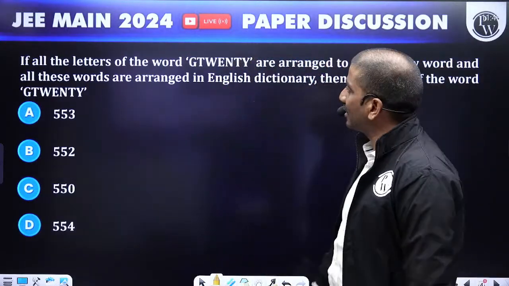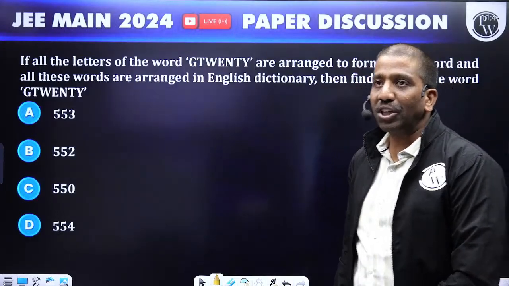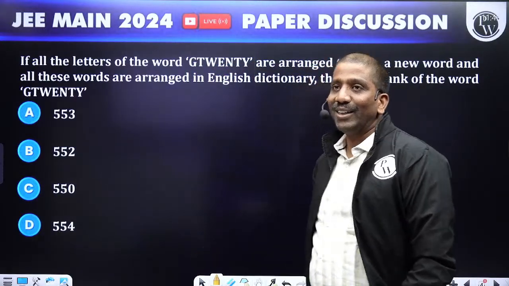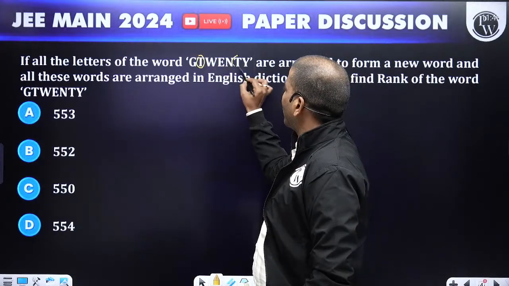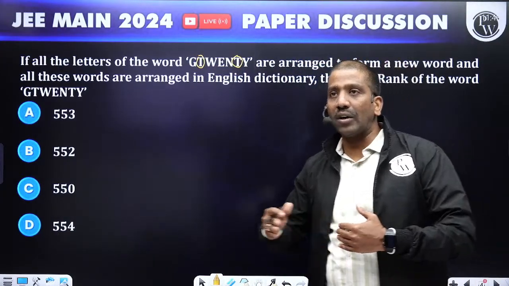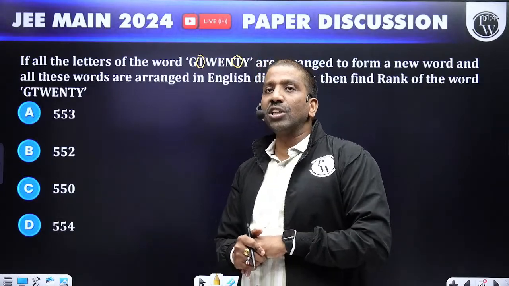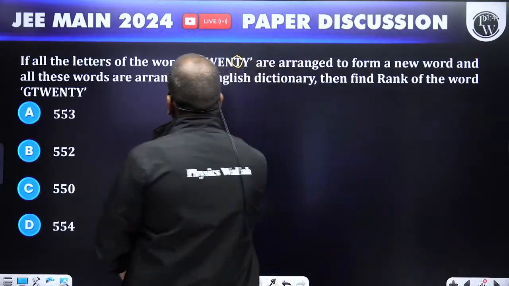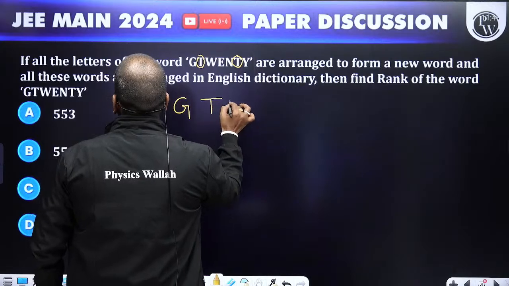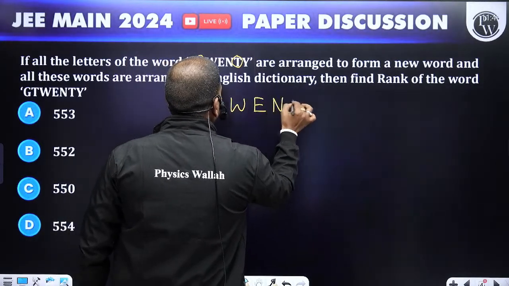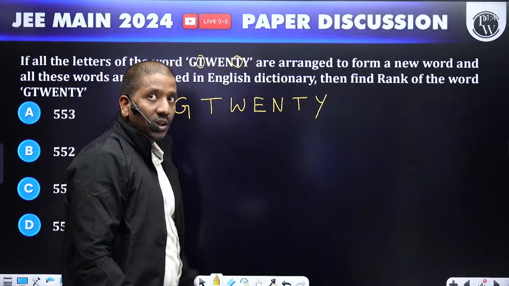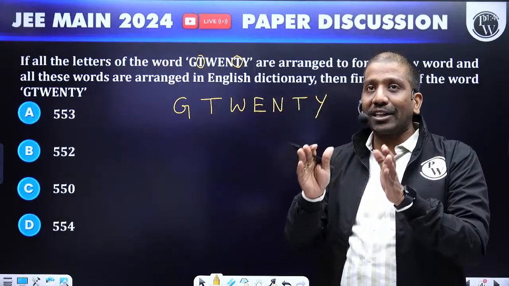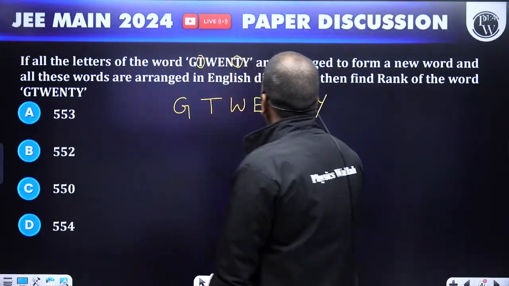Next question is from permutation. In this permutation question, rank, but T is repeated here, right? So instead of going in simple order, let us go with the shortcut method. So what is the shortcut method here? G, T, W, E, N, T, Y. Step 1 is first we number each and every letter according to dictionary order, right? So what is the first one? E is the first one.